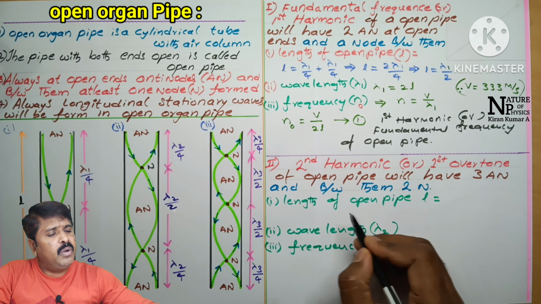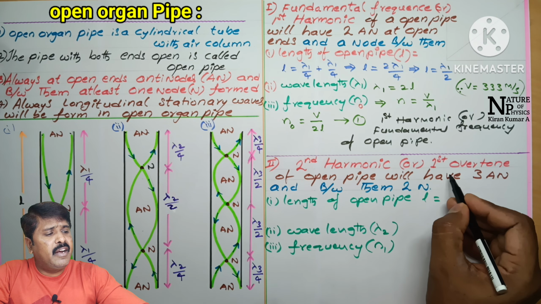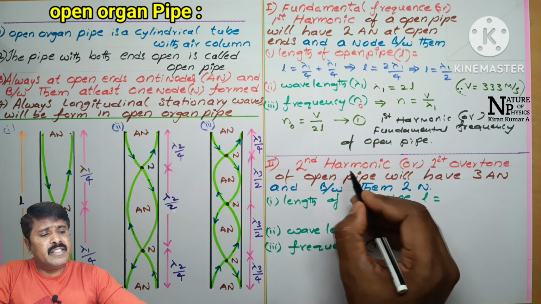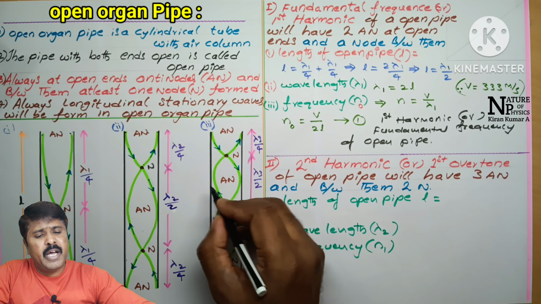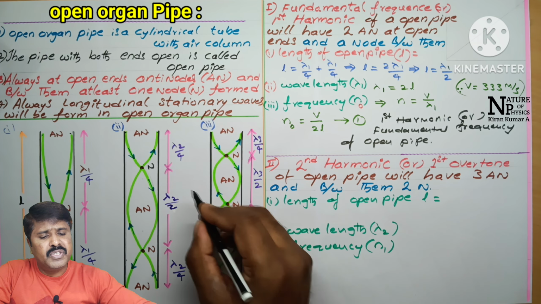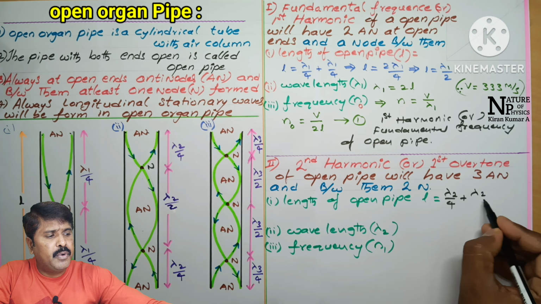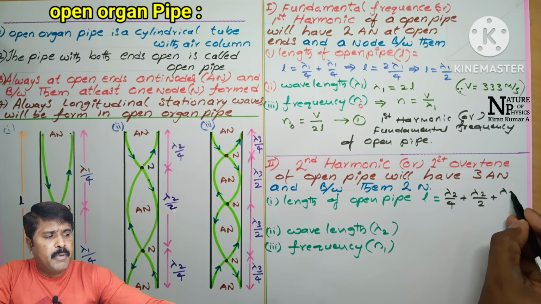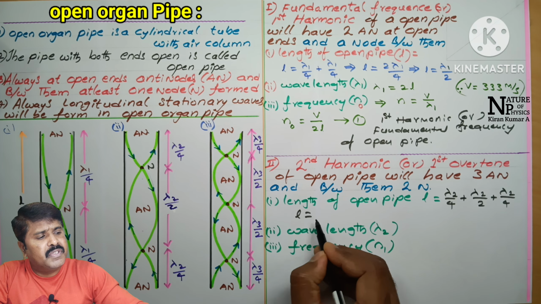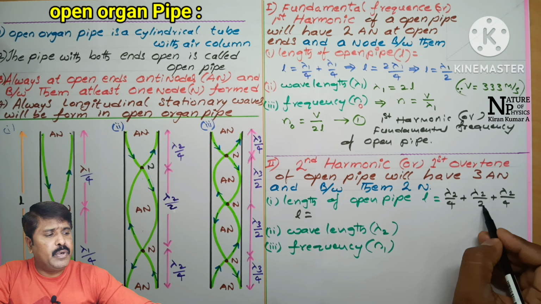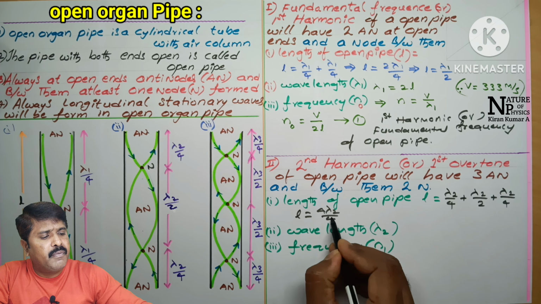Okay, student. So now the length of the open pipe in the second condition: 3 antinodes and 2 nodes are there, that is the second harmonic or first overtone representation. The length of the pipe remains the same, L, which is equal to lambda 2 divided by 4 plus lambda 2 divided by 2 plus lambda 2 divided by 4. Writing, student. Okay, so length L is equal to 2 multiplied and 2 divided there, so I will get 4 lambda 2 divided by 4, student.